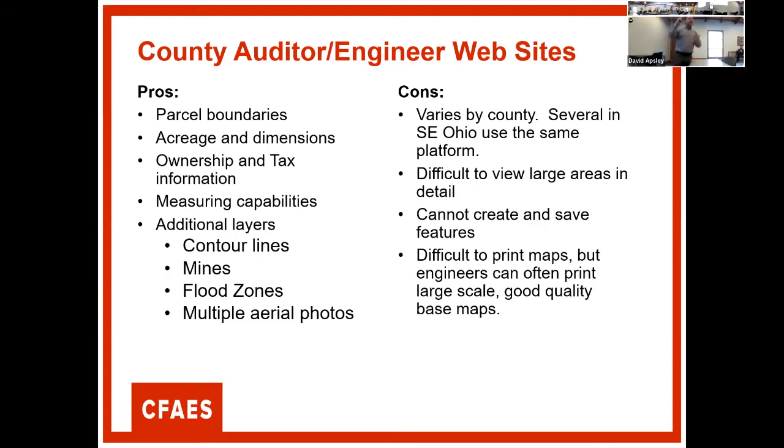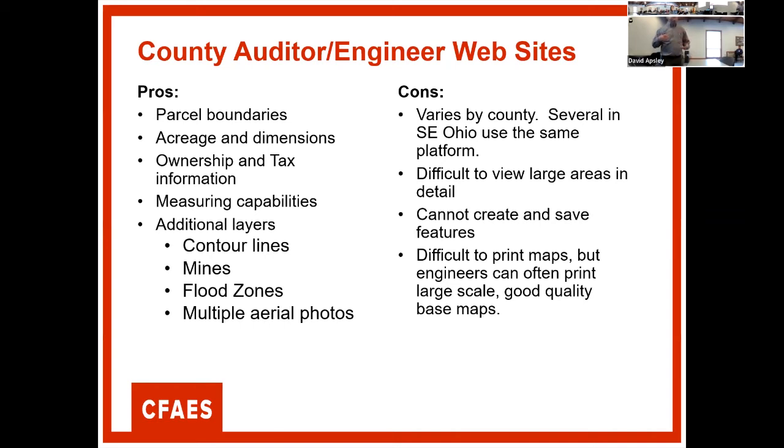You can also click on little buttons and it'll give you dimensions, like the length of your boundary on the side. So that could be useful if you actually wanted to measure things. You can find out ownership and tax information. And then I didn't mention, you can click and actually get contour lines as well. So that's kind of handy too.